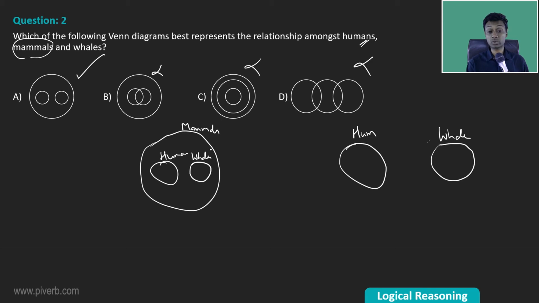Whales are also mammals. And I'm saying even if you had not known that whales are mammals, you could have answered this question. That's important. So even without knowing that scientific fact, you can answer this question. Venn diagrams are brilliant ways to just think.